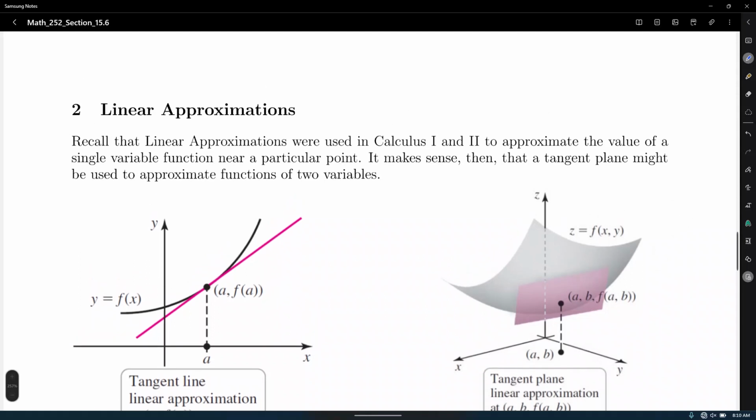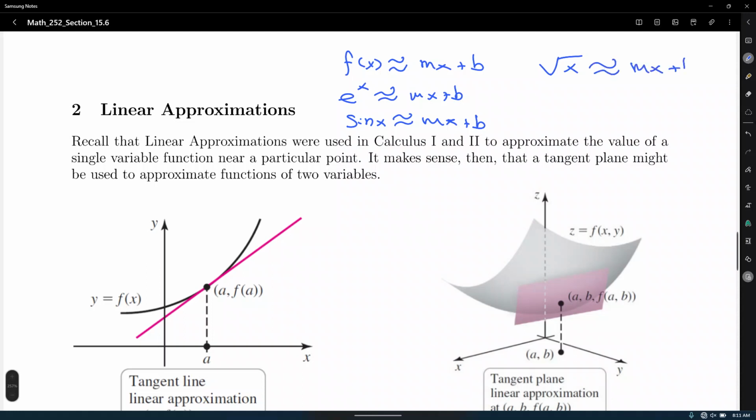So for instance, a linear approximation means that you can approximate any function with a linear function, right? That's a linear approximation. It doesn't matter. Your favorite function, say e to the x, can be approximated by mx plus b. Maybe sine x can also be approximated by a linear function. Square root of x can be approximated by mx plus b under certain conditions.